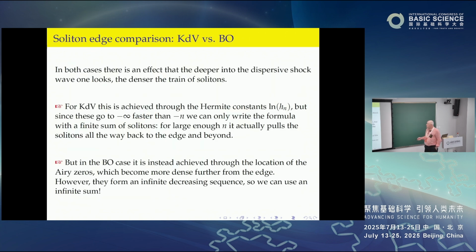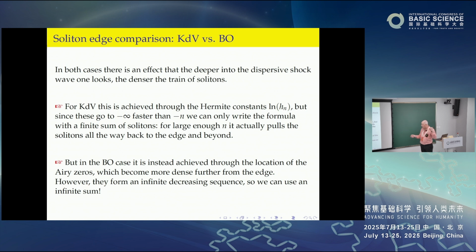Okay. Well, some more. In both cases, there's also an effect where the deeper that you look into the dispersive shock wave, the more dense this train of solitons becomes. You're moving away from that sort of rarefied edge in both cases. And the mechanism in the KdV case for this is those Hermite constants, the log of those h_n, which remember had this square root of n factorial in the denominator. They're getting super small, right? And since the logs go to minus infinity faster than minus n, that's why we have to truncate this formula at a finite sum of solitons, because eventually, if you let n get big enough, the solitons start going backwards and they will run out the front of the dispersive shock wave.